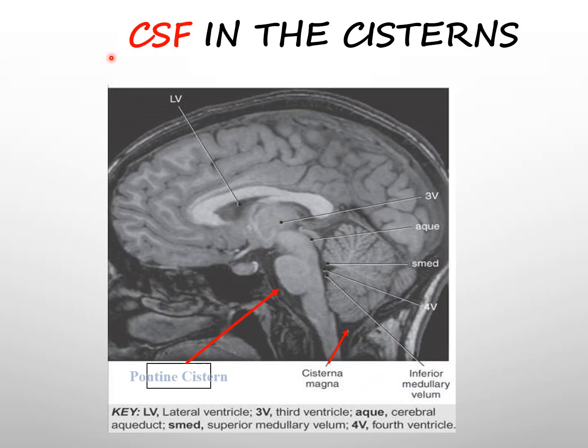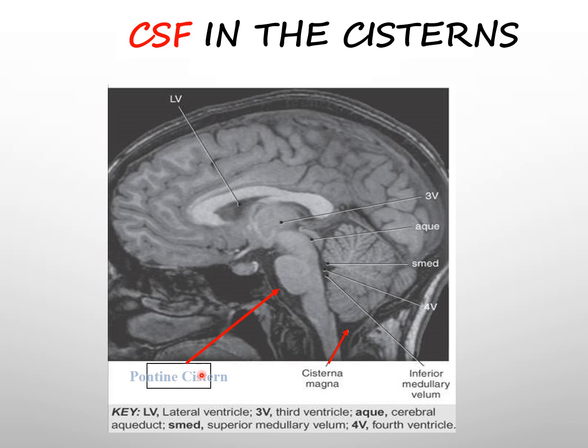Again, before was just the illustration. Here is the actual image from the scan for the CSF and the cisterns. Again, what we're looking at here, third ventricle right here in the center. We have our aqueducts. Again, this is just where this cerebrospinal fluid is flowing through. Again, cisterna magna is here near the foramen magnum.